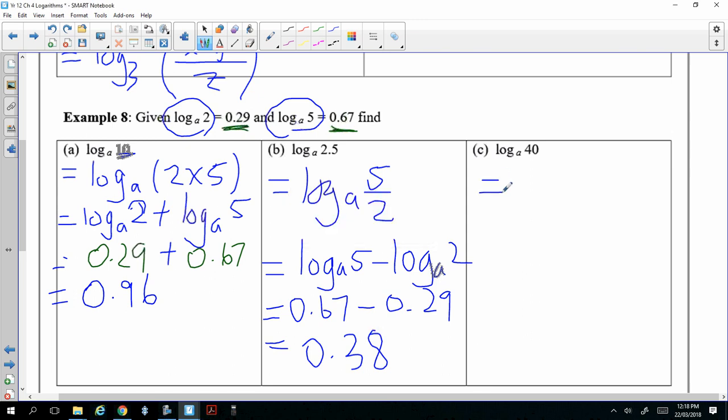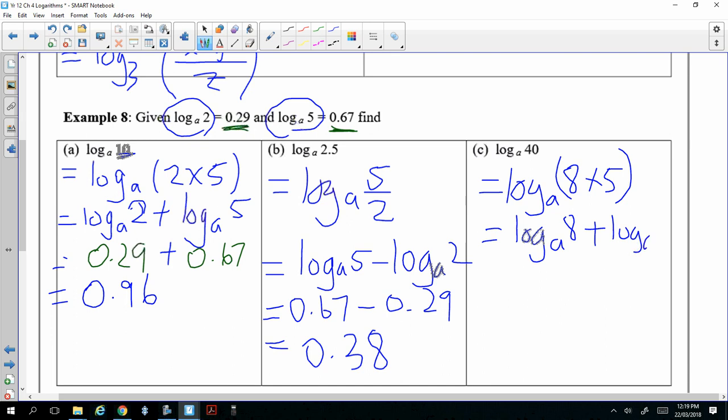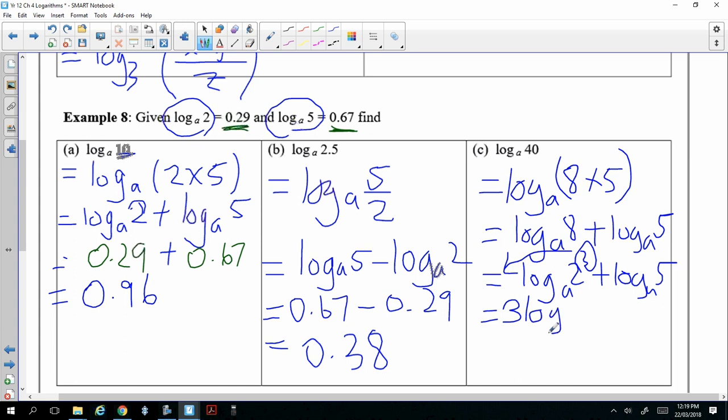So let's write 40. Now 40 is 8 times 5, isn't it? And 8, let's split it into 2. Log base a of 8 plus log base a of 5. But 8 can be expressed in terms of 2, which is 2 cubed, isn't it? And then you can bring that 3 down. So you write 3 log base a of 2 plus log base a of 5. And your final answer will be 3 times 0.29 plus 0.67.